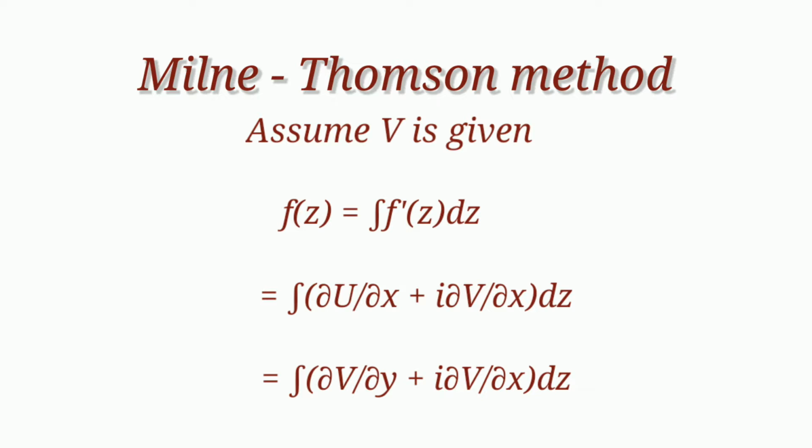Again, in this method, we have to replace x by z and y by 0. Then you can see the integrand is a function of z alone. You integrate with respect to z, and after integration you put a constant, and that is the required analytic function. And this is the method of finding an analytic function when its real or imaginary part is known. And this method is known as Milne-Thomson method.